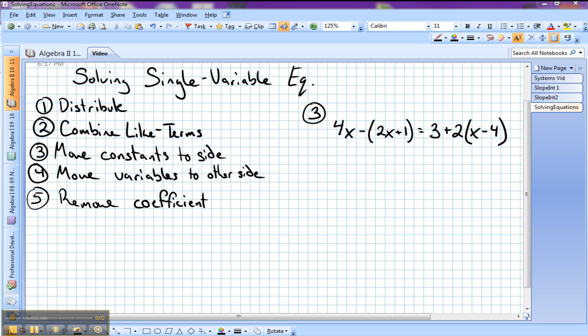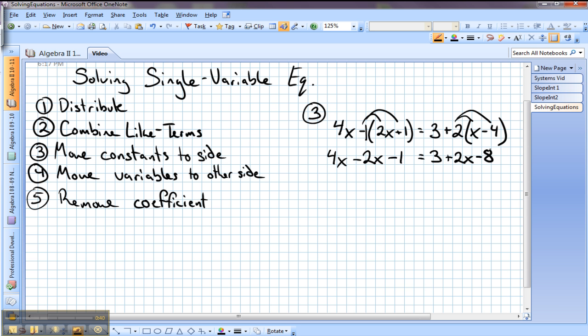For a third example, we have 4x minus the quantity 2x plus 1 is equal to 3 plus 2 times the quantity x minus 4. Our first step is to distribute. So on the left-hand side of the equation, we have a minus sign in front of the parentheses. We can put a 1 in there and distribute that negative 1. That would give us 4x minus 2x minus 1. On the right side, we have a positive 2 that we need to distribute, so the 3 will come down. And distributing the 2, we get 2x minus 8.